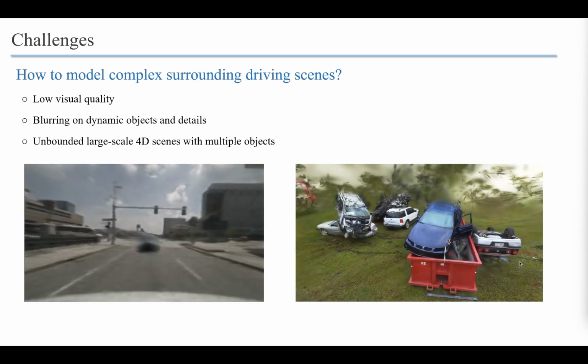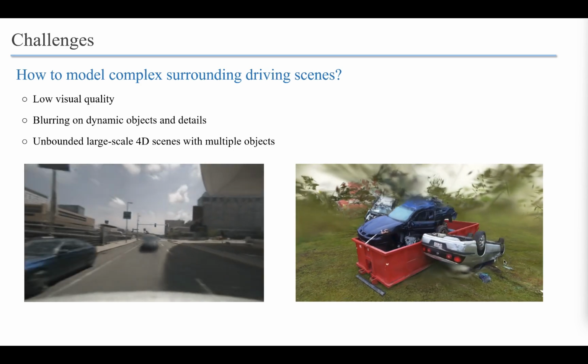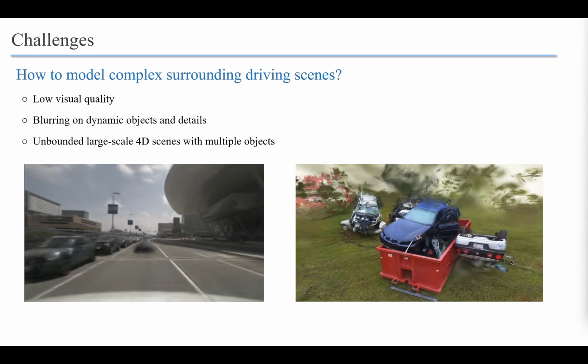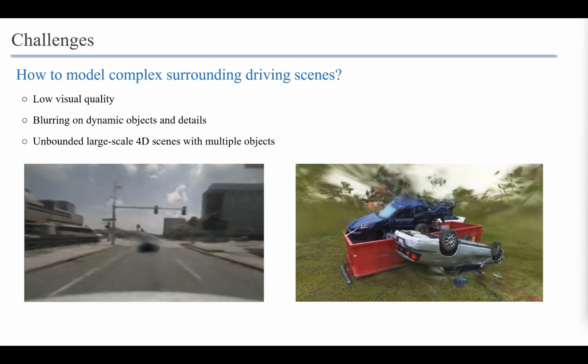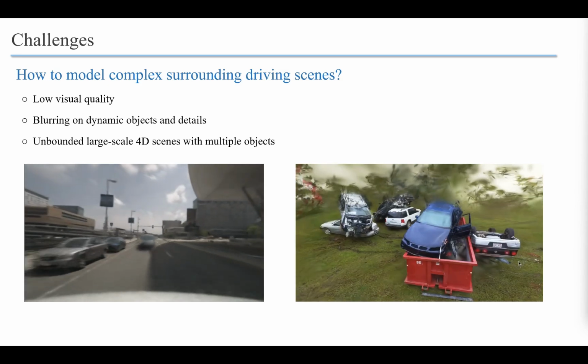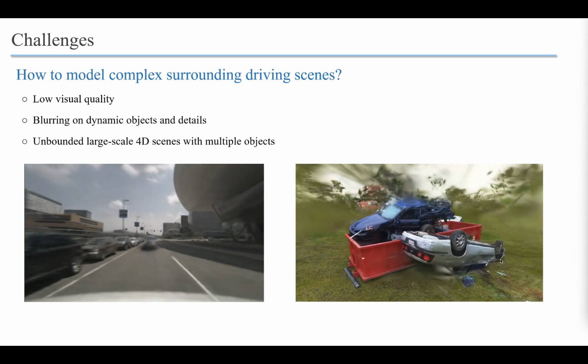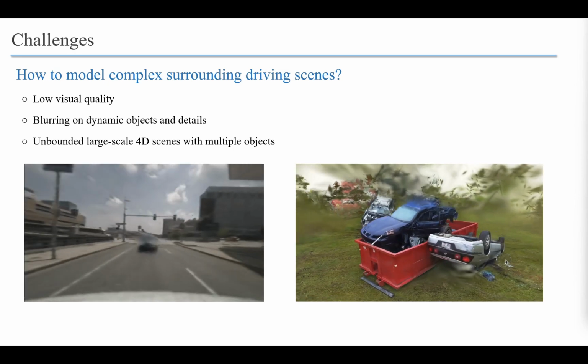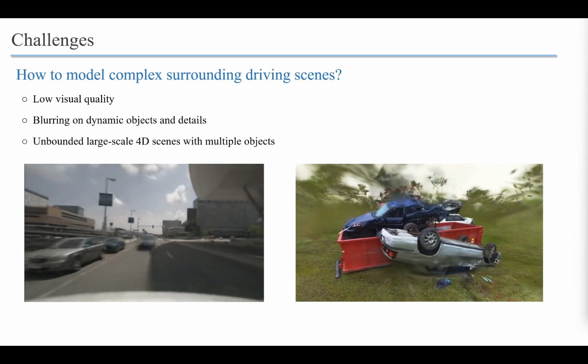Recent attempts with NeRF-based methods have fallen short in accurately representing complex driving scenes, particularly those with ego vehicle movement. While 3D Gaussian splatting has emerged as a promising neural representation, it is not applicable enough for modeling unbounded large-scale scenes with multiple dynamic objects at high speed. These shortcomings result in low visual quality, blurring on dynamic objects, and poor geometry.